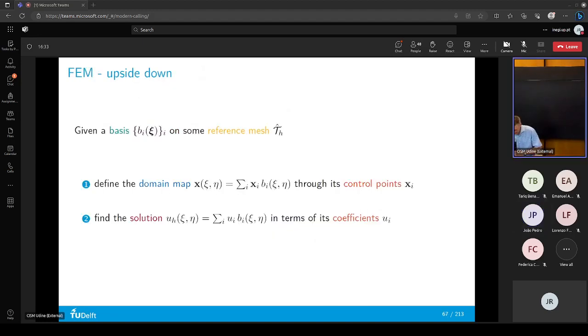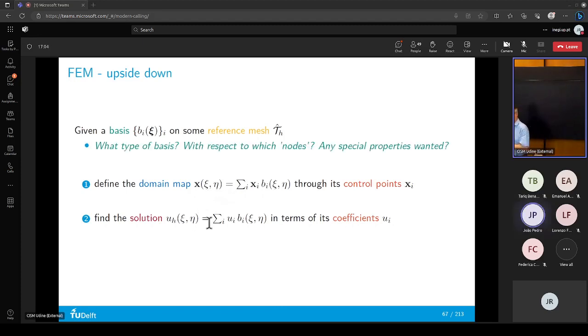You can say these are basically the steps: basis on a reference mesh, forward mapping or domain mapping through the control points, and finding the solution through the coefficients. And you see, silently we have unified the way we represent the mesh. X for me is always the mesh, and U is the solution. We have unified the way we represent the mesh and the solution.